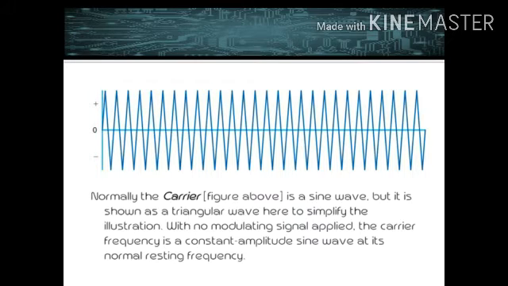Normally, the carrier in the figure shown is a sine wave, but it is shown as a triangular wave here to simplify the illustration. With no modulating signal applied, the carrier is a constant amplitude sine wave at its normal resting frequency. In telecommunication, a carrier wave, a carrier signal, or just carrier is a waveform, usually sinusoidal, that is modulated or modified with an information bearing signal for the purpose of conveying information. This carrier wave usually has a much higher frequency than the input signal.